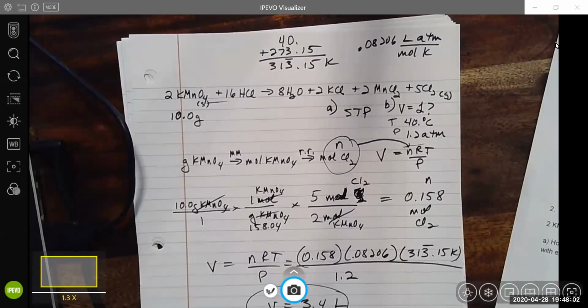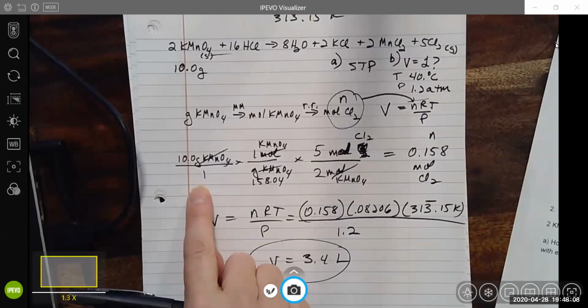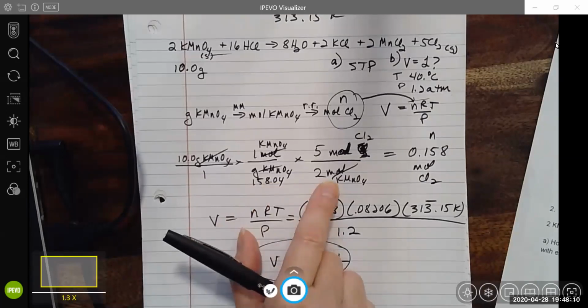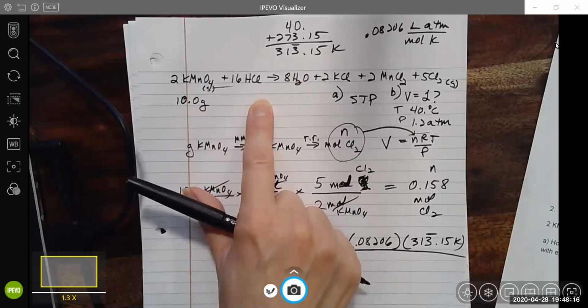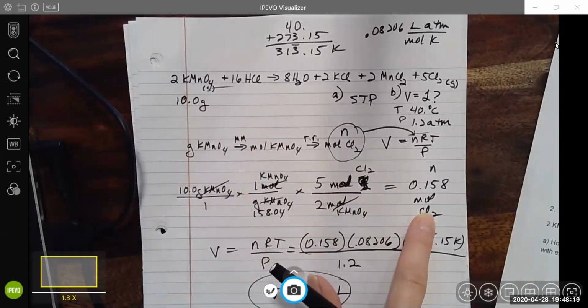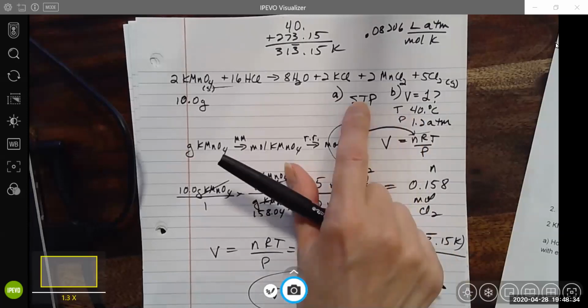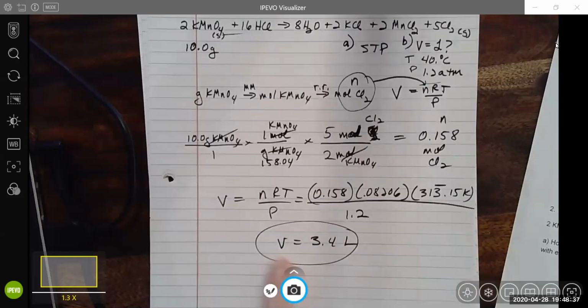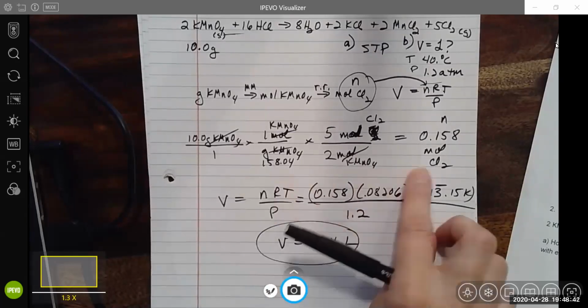Now, I hope you realize that this first part doesn't change in problem A. We still start with 10 grams, same molar mass, same reaction ratio, which means if we react 10 grams of potassium permanganate with excess hydrochloric acid, we will still generate 0.158 moles of chlorine gas. The difference is that it's under different conditions, and gases are very sensitive to temperature and pressure for their volume. So when we go down to the ideal gas law, we will have different numbers in here. This part is exactly the same, all right?